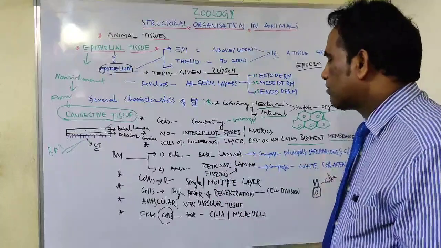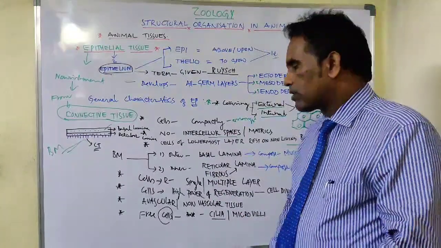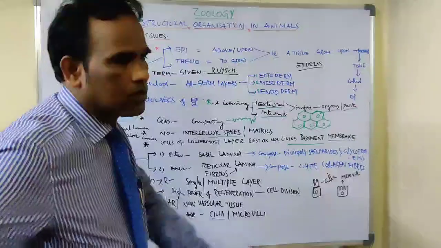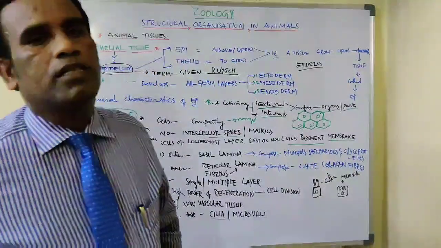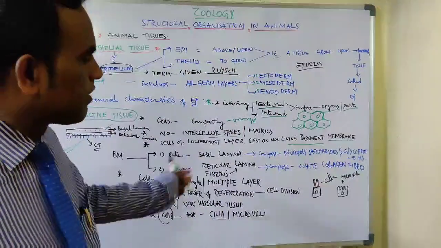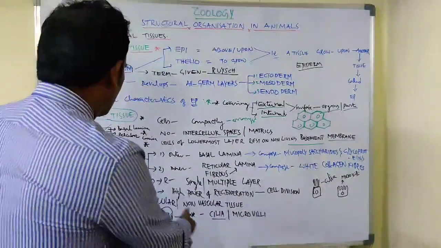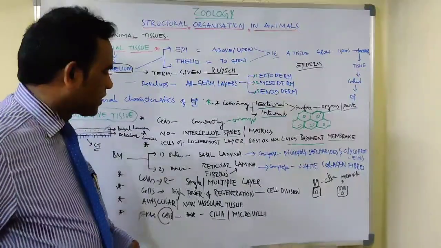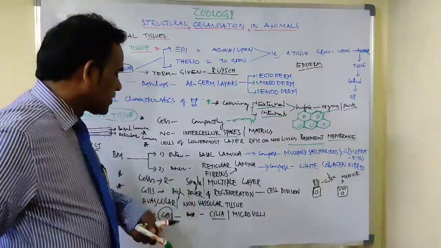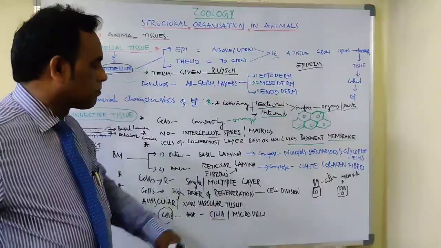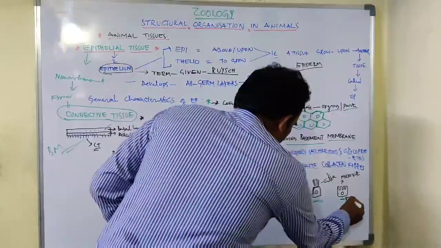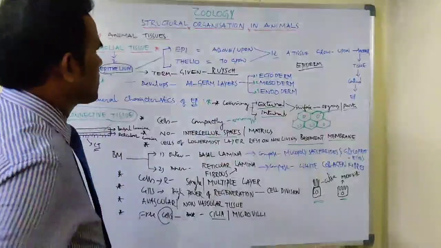The cells are single or multi-layered. The cells have a high power of regeneration capacity because of cell division, so wounds heal very quickly. Another characteristic is avascularity: it is avascular, not connected to blood vessels. And the free cells have cilia or microvilli. So these are the general characteristics of epithelium.